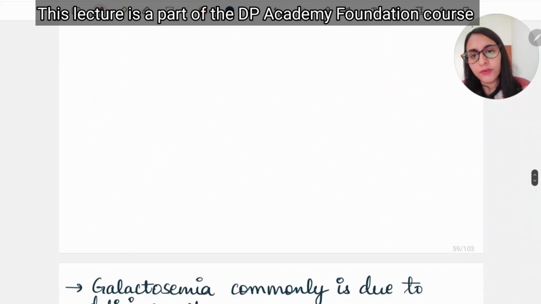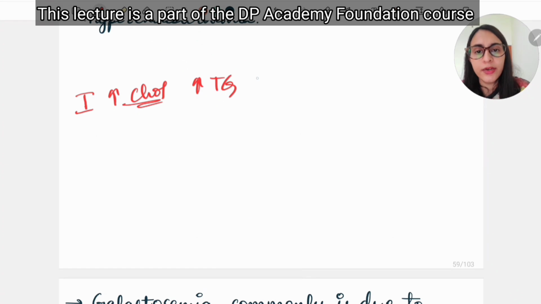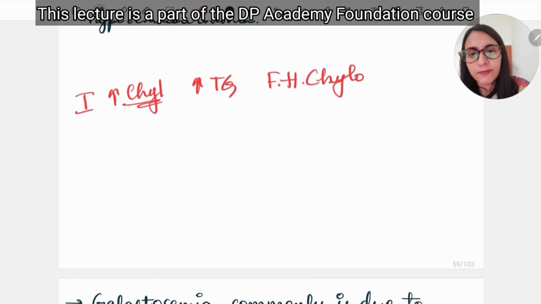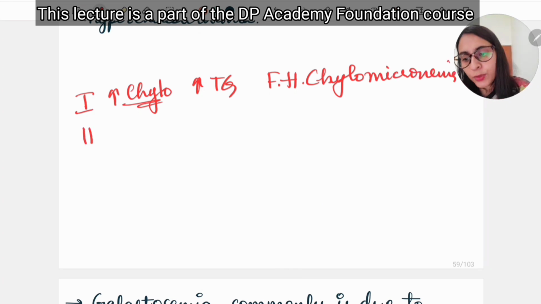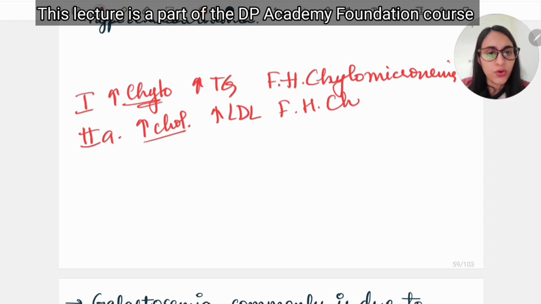So if you have to recall, we will recall all these again. First is type 1. Type 1 hyperlipoproteinemia is increase in the chylomicrons. So we are talking about increase in the triglyceride, which is familial hyperchylomicronemia. This is chylo, not cholesterol. It is chylomicrons. Chylomicronemia. Then type 2A, it is increase in the cholesterol, then increase in the LDL, and this is familial hypercholesterolemia.